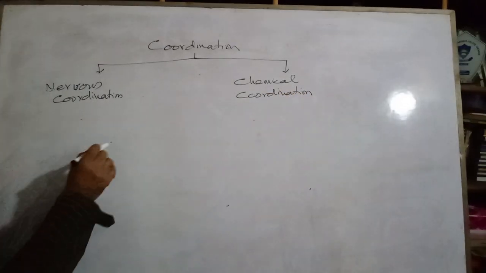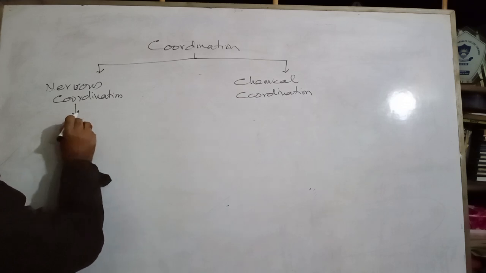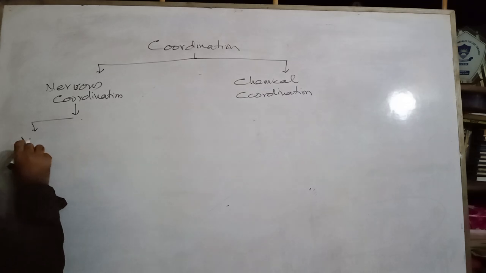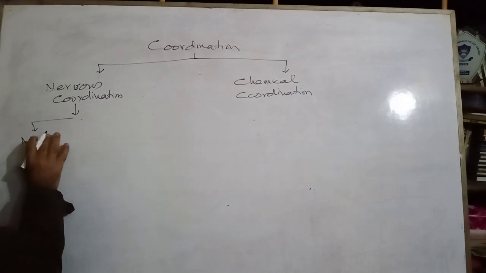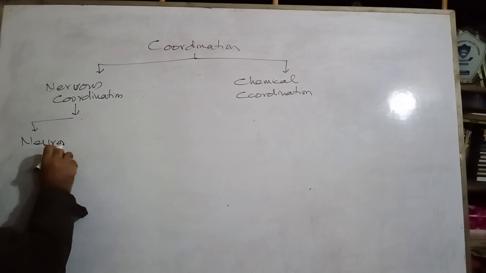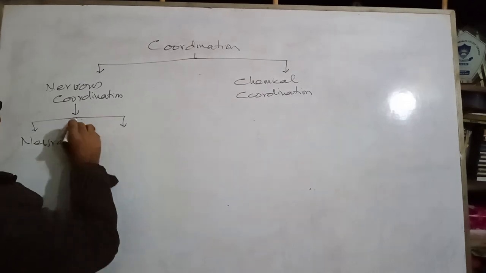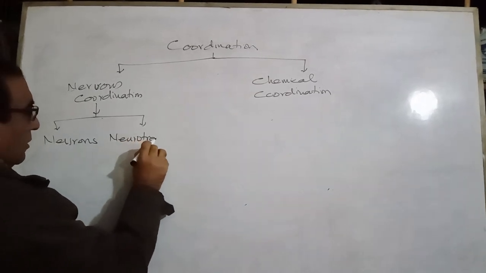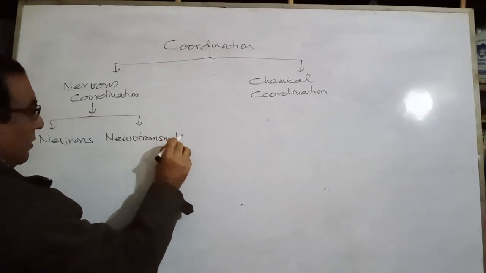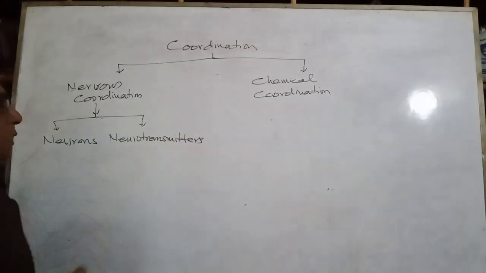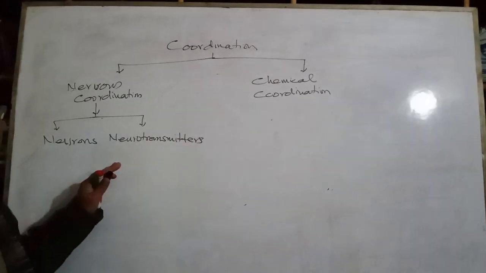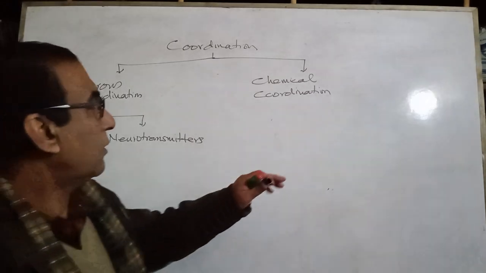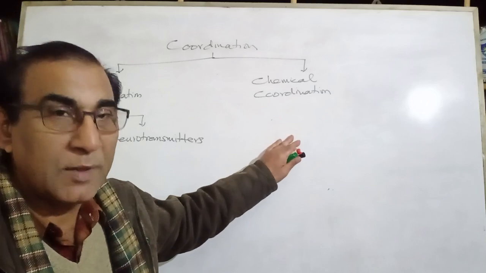Well, the nervous coordination is carried out by the nerves, which are neurons, and some chemicals which are neurotransmitters. Our discussion for today is on chemical coordination.